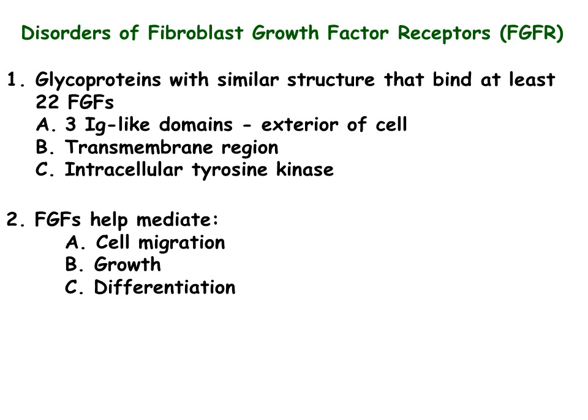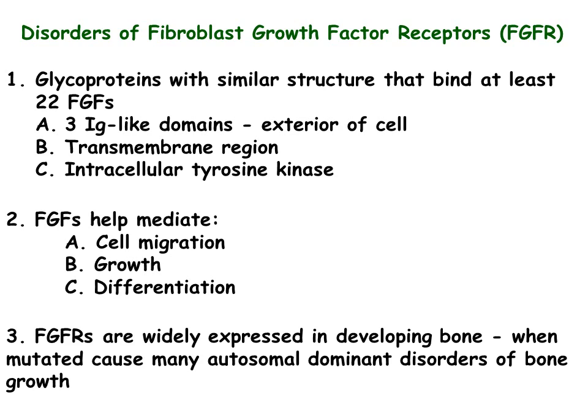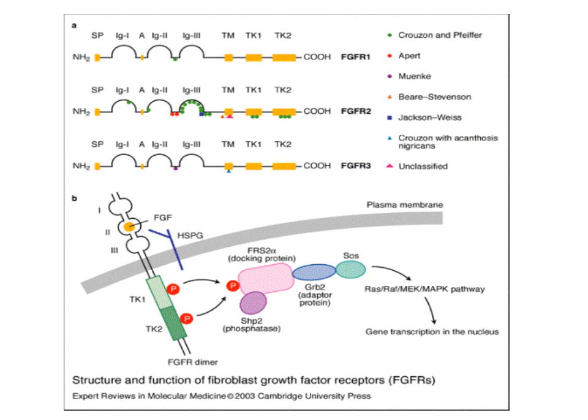Now, fibroblast growth factors are very important in development. They help mediate cell migration, so helping the cells get to where they're supposed to, growth, divide, and then differentiate, go into these different types of tissues. Fibroblast growth factor receptors are widely expressed then, but particularly in developing bone, again, tissue expression. And when they're mutated, they cause many autosomal dominant disorders of bone growth. Not so surprising.